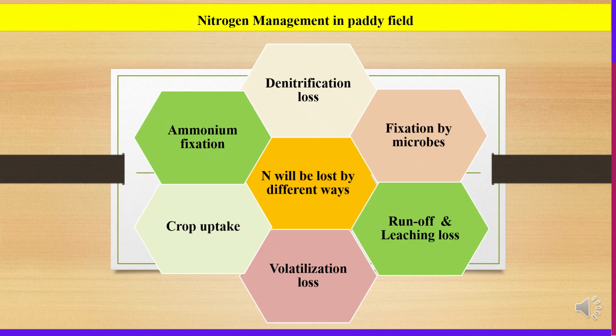Volatilization loss. Loss of nitrogen as ammonia gas, NH3, into the atmosphere, especially when urea is surface applied without incorporation into the soil. Crop uptake. Plants absorb nitrogen for growth, but this is not a loss in the negative sense, rather, it's the intended pathway. However, any nitrogen taken up by weeds or non-target plants can be considered a diversion from the intended crop. Ammonium fixation. Ammonium, NH4, ions get trapped between clay mineral layers, making them temporarily unavailable to plants.